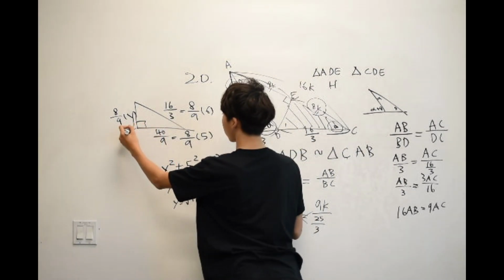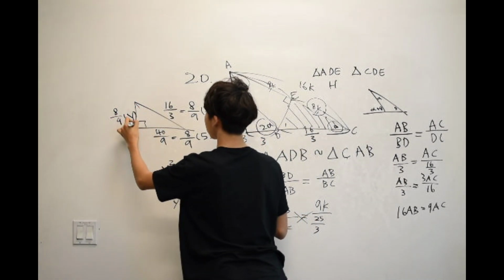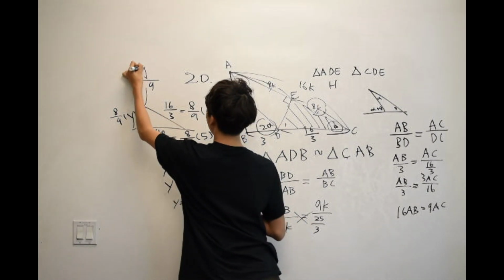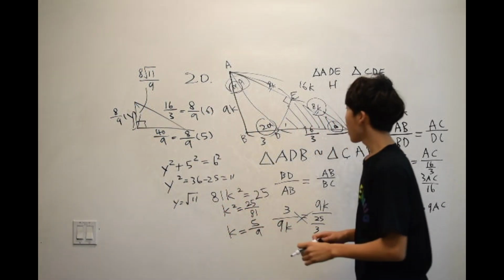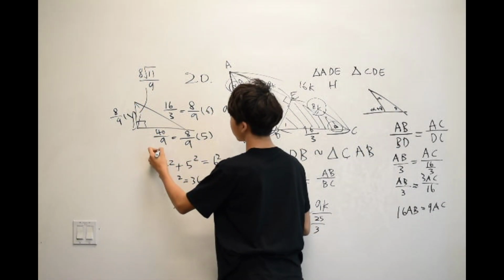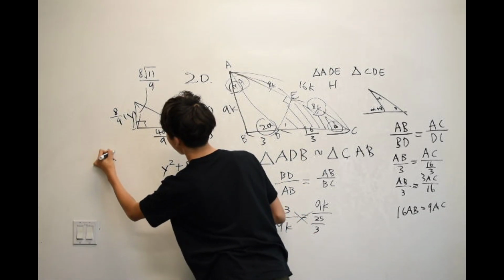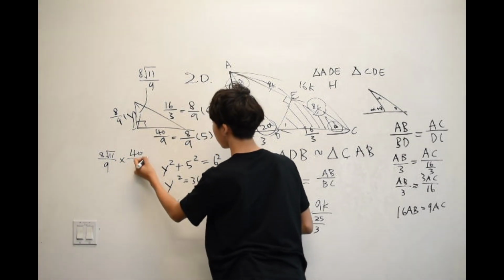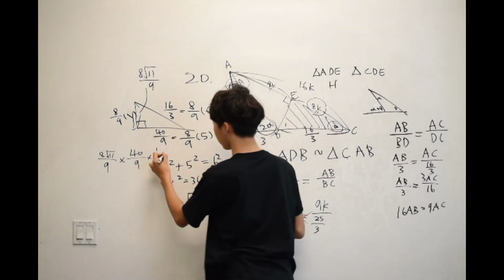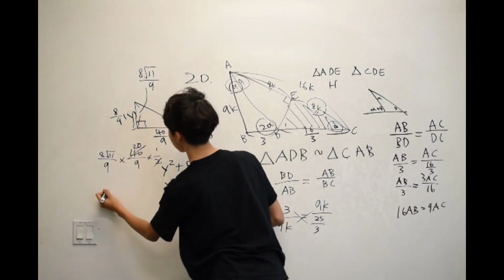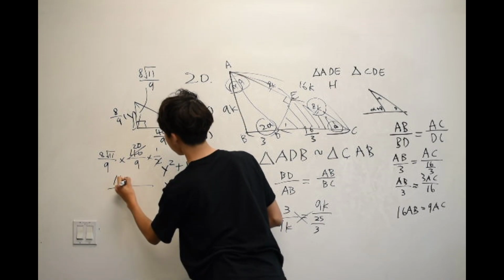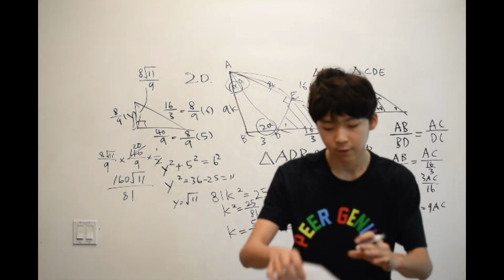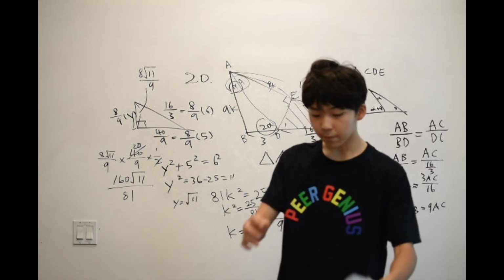So if you put root 11 here, this length becomes 8 root 11 over 9. And the area, you can find it by multiplying 8 root 11 over 9 times 40 over 9, divided by 2. And we get 160 root 11 over 81, which is answer choice B.